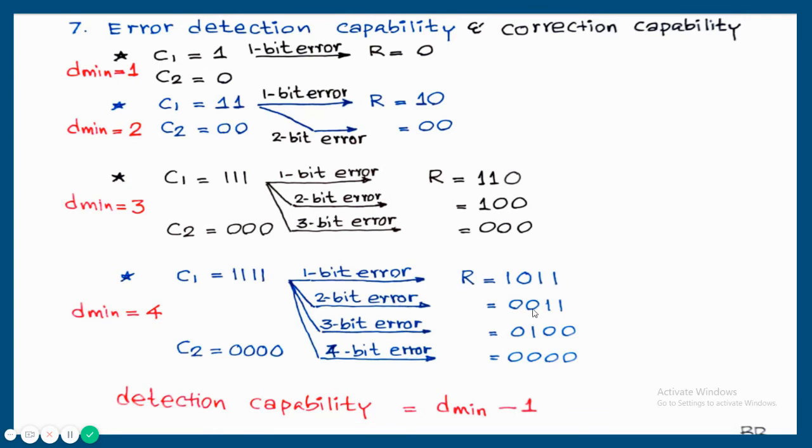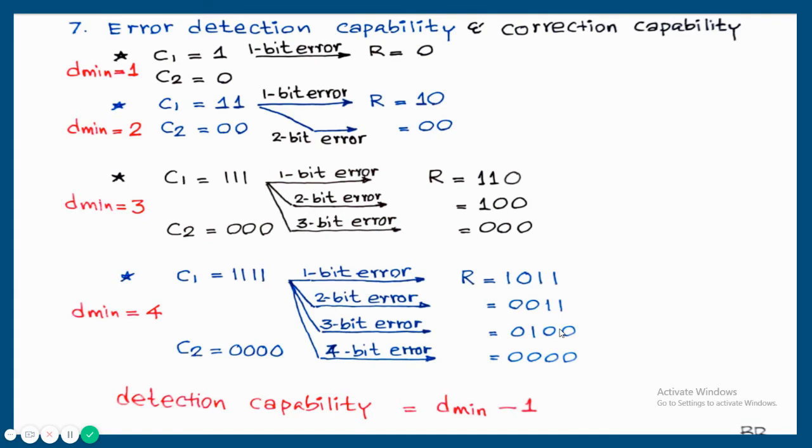Next, 2 bit errors, 0011, not a valid code. So 2 bit error can be detected. But when we try to do the correction, we are not able to locate which valid code 0011 is close to. 0011 is close to 1111 and 0000. So the correction is not possible.